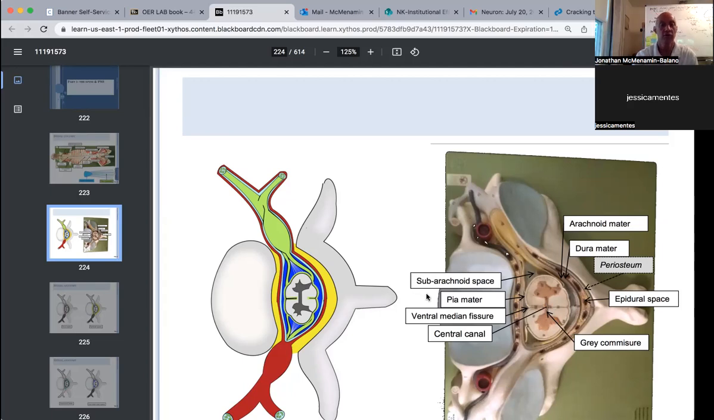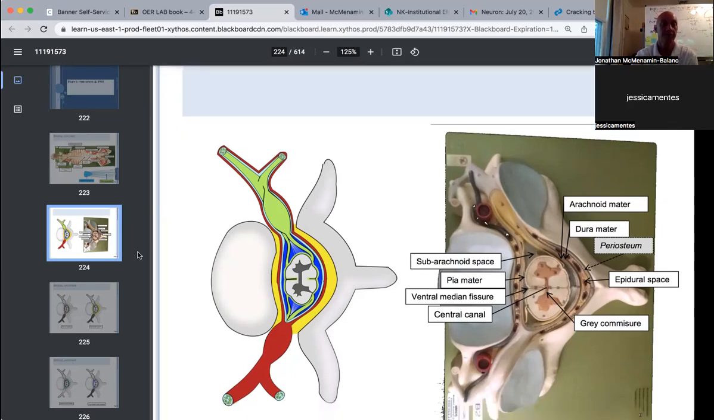This thing is called the central canal. So when you're looking for that in lab tomorrow night, that's the sort of thing that's really important. How do we separate the central nervous system from the rest of your body? It's going to be the meninges that are responsible for that.